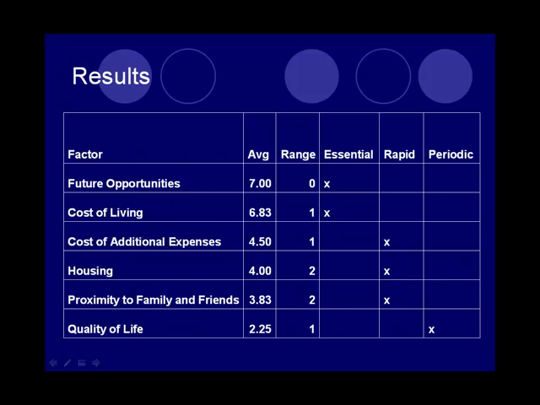Based on these numbers and the guidelines for classification as described in an earlier slide, future opportunities and cost of living were deemed essential. Cost of additional expenses, housing, and proximity to family and friends required rapid data collection, and quality of life was the only factor requiring periodic data collection.